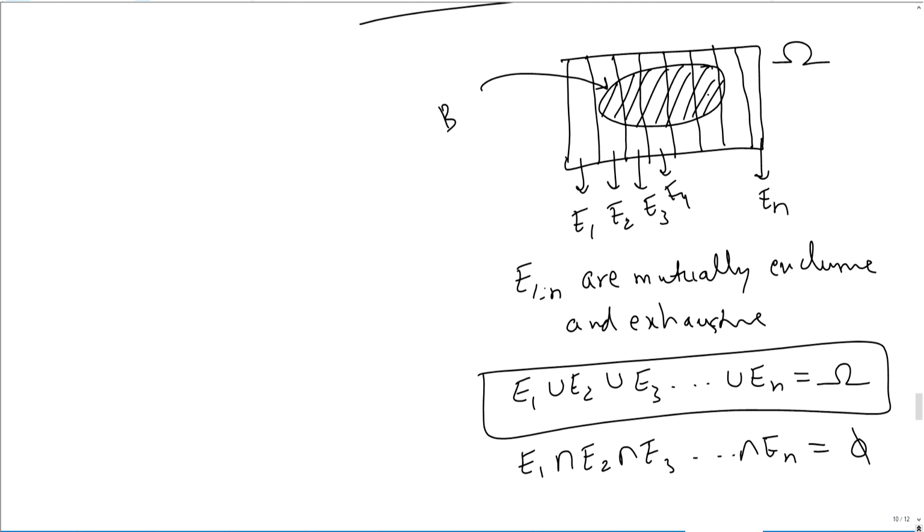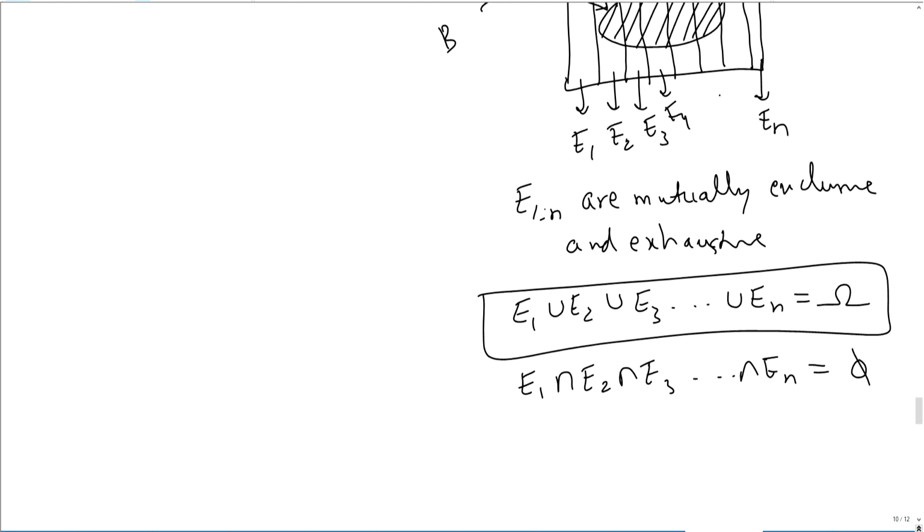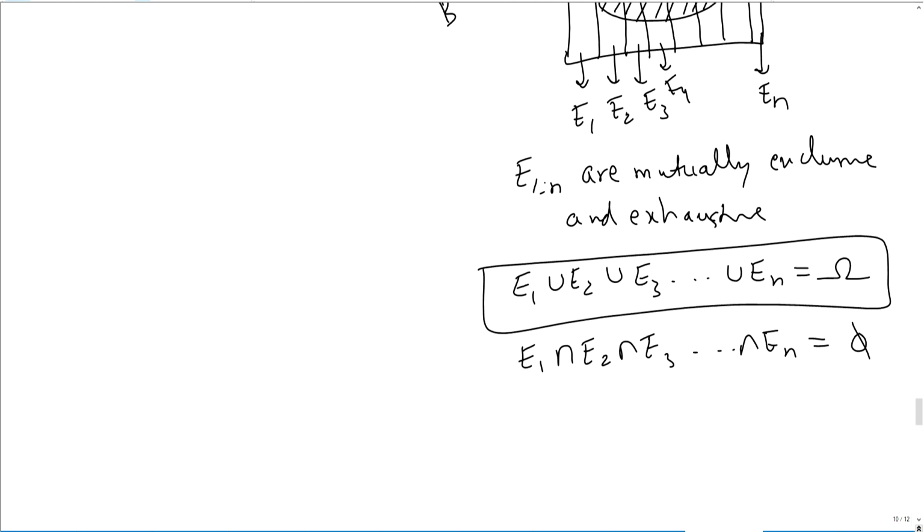Okay. This is event B. Let us think about these particular events, which are basically intersection of event B and these mutually exclusive and exhaustive events E1 to En. So, B intersection E1, B intersection E2, B intersection E3 and so on.